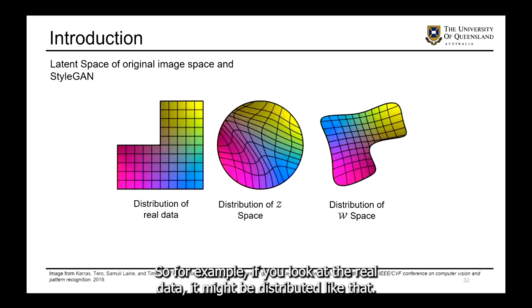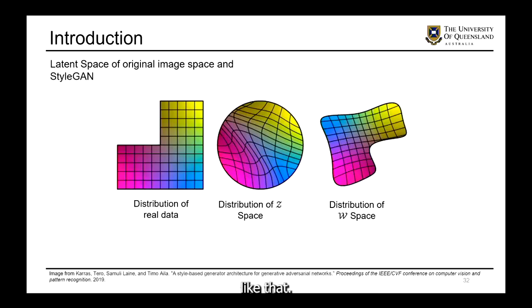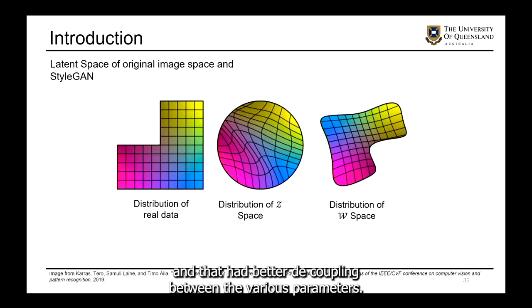So, for example, if you look at the real data, it might be distributed like that. You convert it to a latent space we call a Z space, and it looks a bit like that. And then we can warp that again to get a W space, which was done through an eigenvector decomposition, and that had better decoupling between the various parameters.